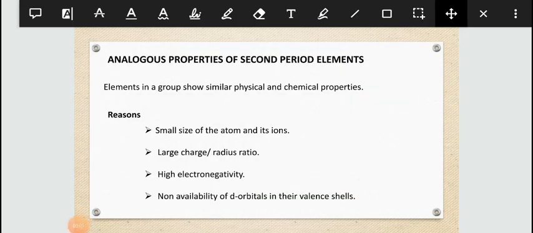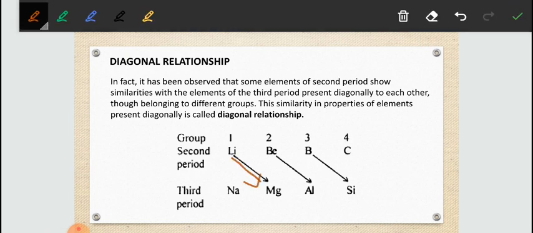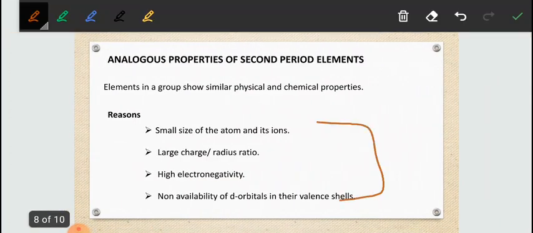One more thing you can notice here: because of these reasons, these second period elements show similar physical and chemical properties with the third period elements. For example, lithium shows similar behavior to magnesium, beryllium with aluminium, boron with silicon. So it has been observed that some elements of the second period show similarities with elements of the third period present diagonally to each other. This kind of relationship is called diagonal relationship, and this is very important to remember. And the reasons behind it are the four reasons that we have already discussed.